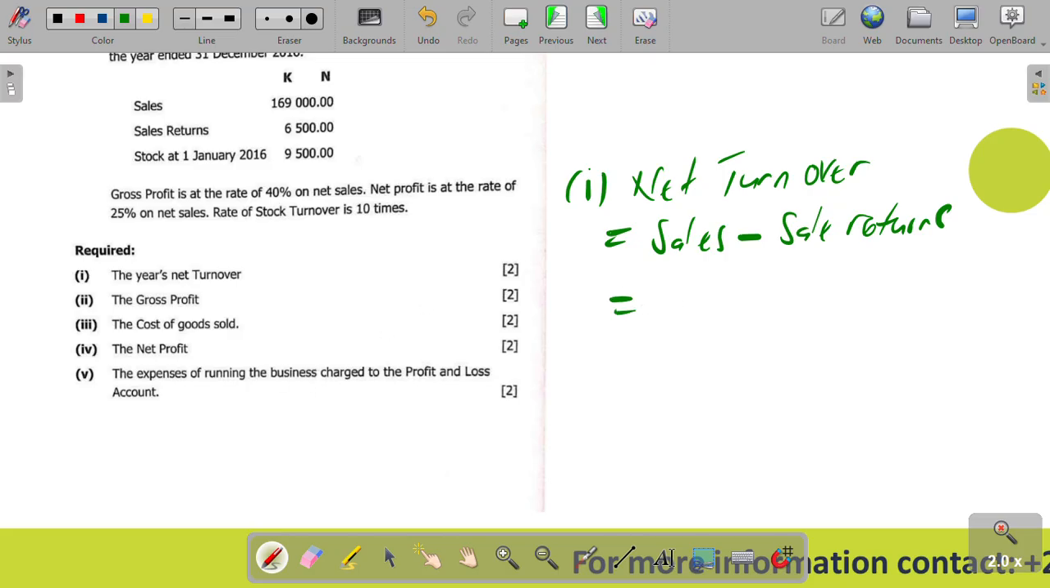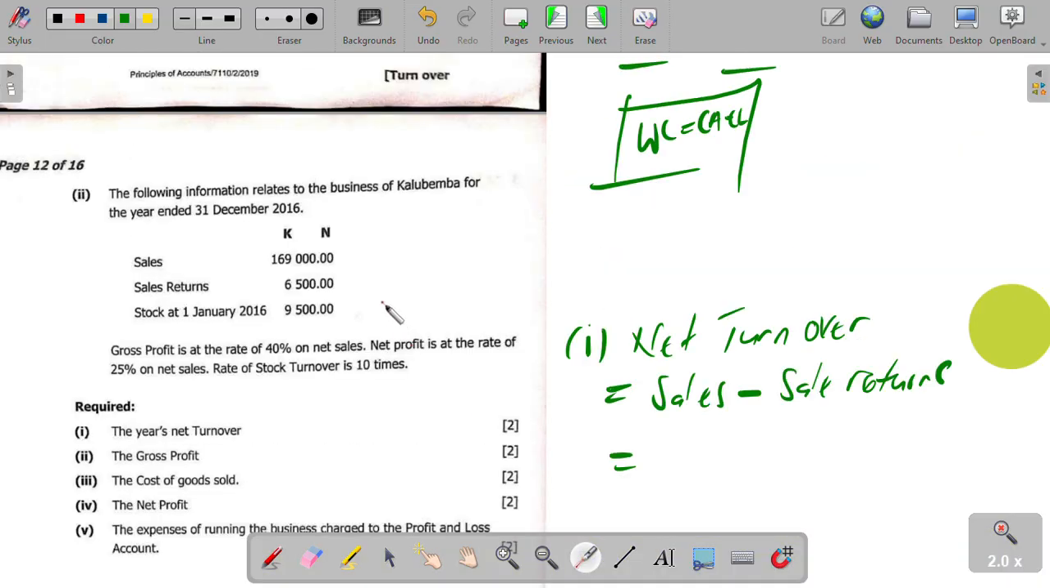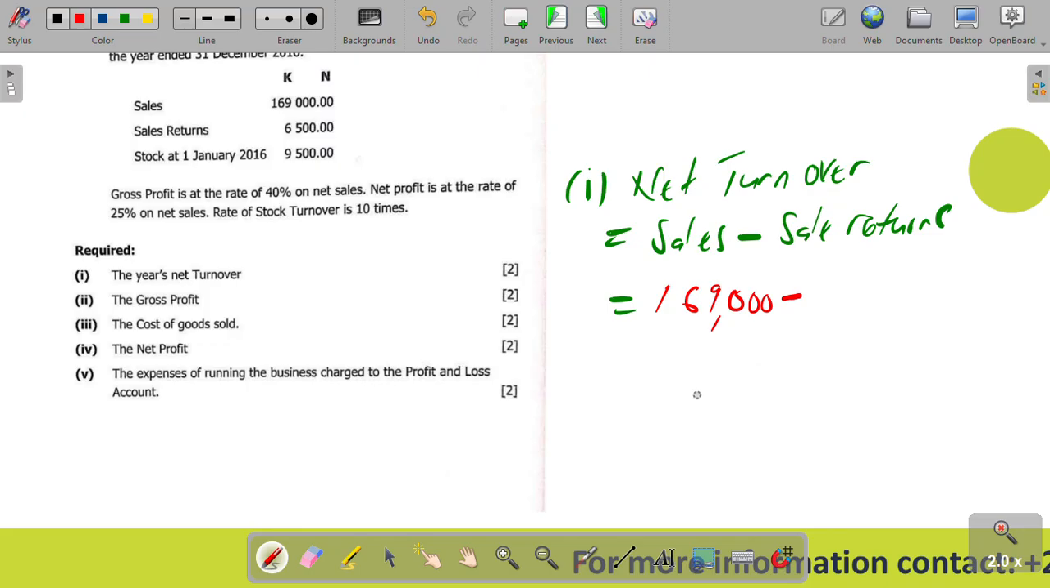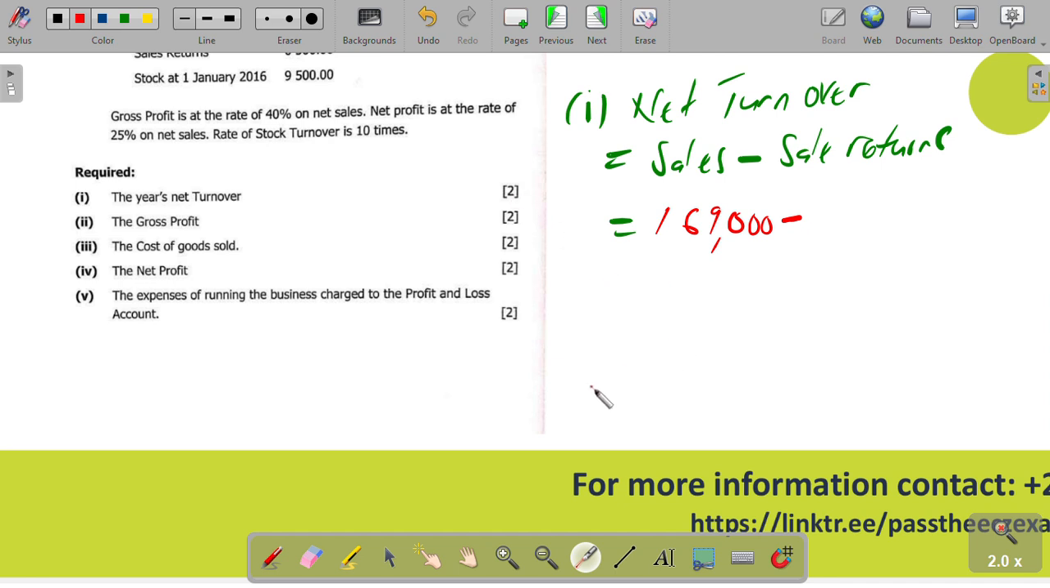So sales, how much is our sales? Our sales 169,000. So we put our sales here, 169,000. Okay, minus sales returns here. Sales returns, how much is it? 6,500 kwacha.